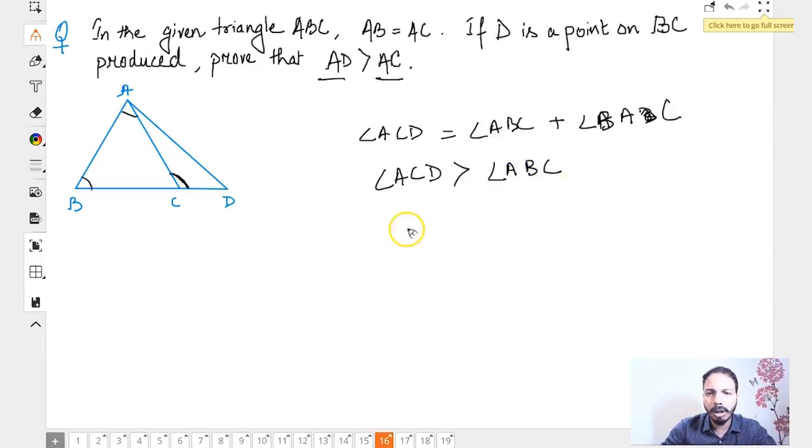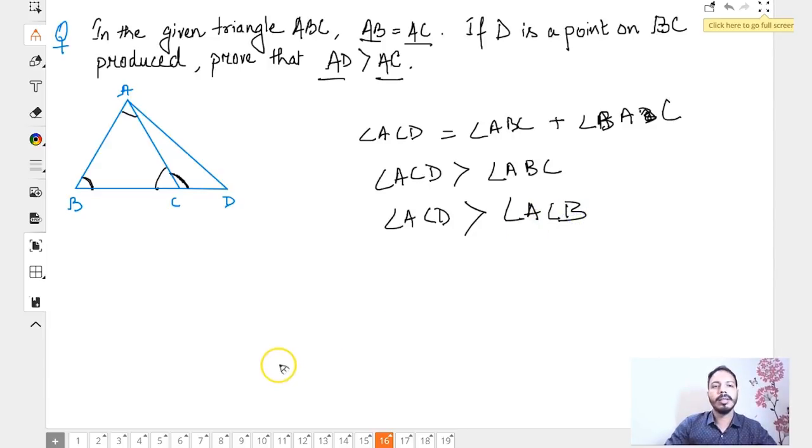And also from here I can say that this angle is equal to this angle. We already know it, right? Because AB is equal to AC. So I can write that ACD is greater than angle ACB. Now you see here, this angle, what is the side which is opposite to this angle?